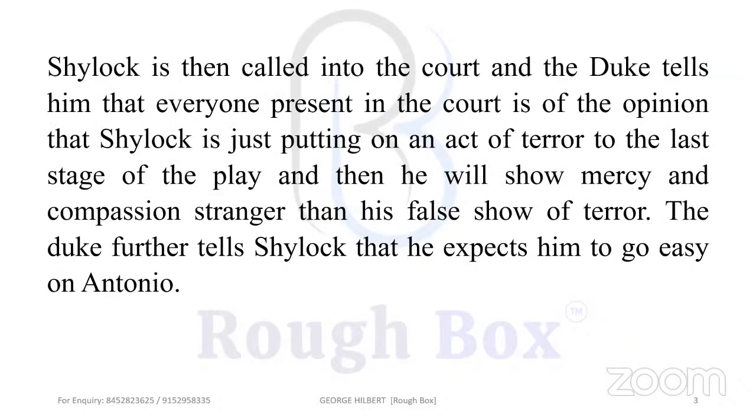Shylock is then called into the court, and the Duke tells him that everyone present in the court is of the opinion that Shylock is just putting on an act of terror, perhaps to the last stage of the play, and then he will show mercy and compassion stranger than his false show of terror. The Duke further tells Shylock that he expects him to go easy on Antonio.